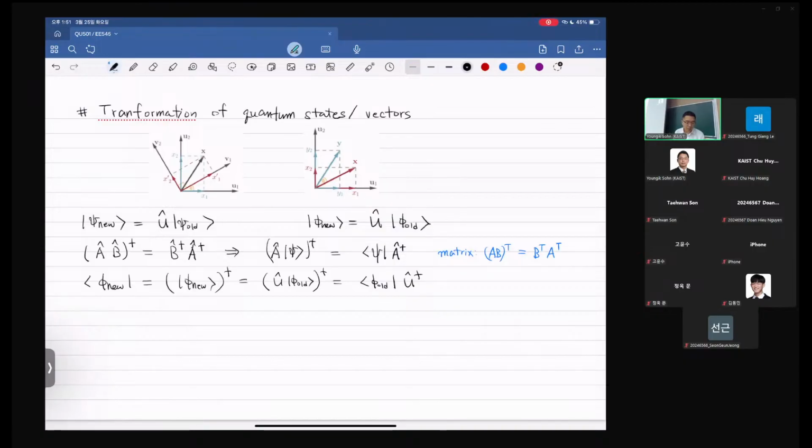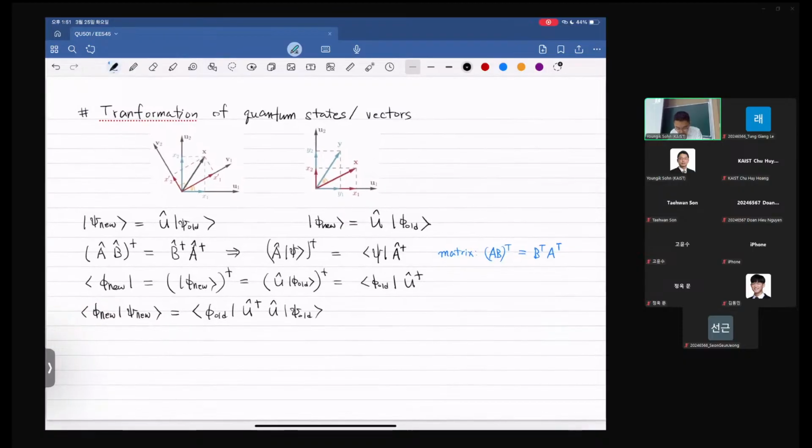So given these, what I'm going to do is calculate the inner product between phi new and psi new. It's similar to what we have done in the two slides before this. So phi new here, you can write as phi old U dagger. And then psi new, which I wrote above there, is U psi old.